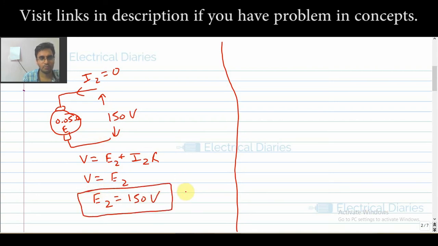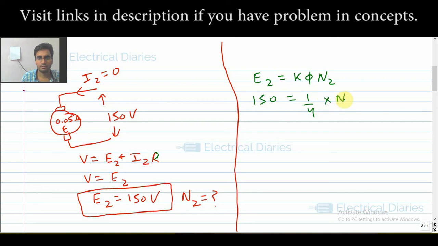Now you have to find the motor speed in this case only. Let me denote it by N2. So now we have to find this N2. I have already told you E2 can be written as K phi N2. So from here you can easily find this. E2 we know is 150. K phi we have calculated as 1 by 4, and now we can find this N2. So N2 will be 600 RPM. Okay, so now you get this.